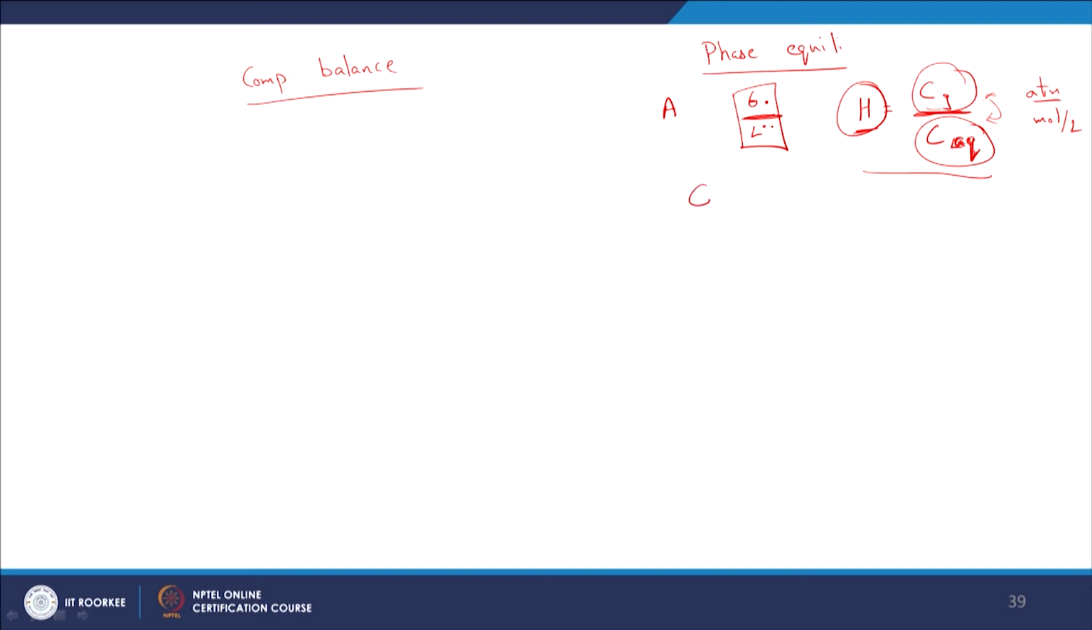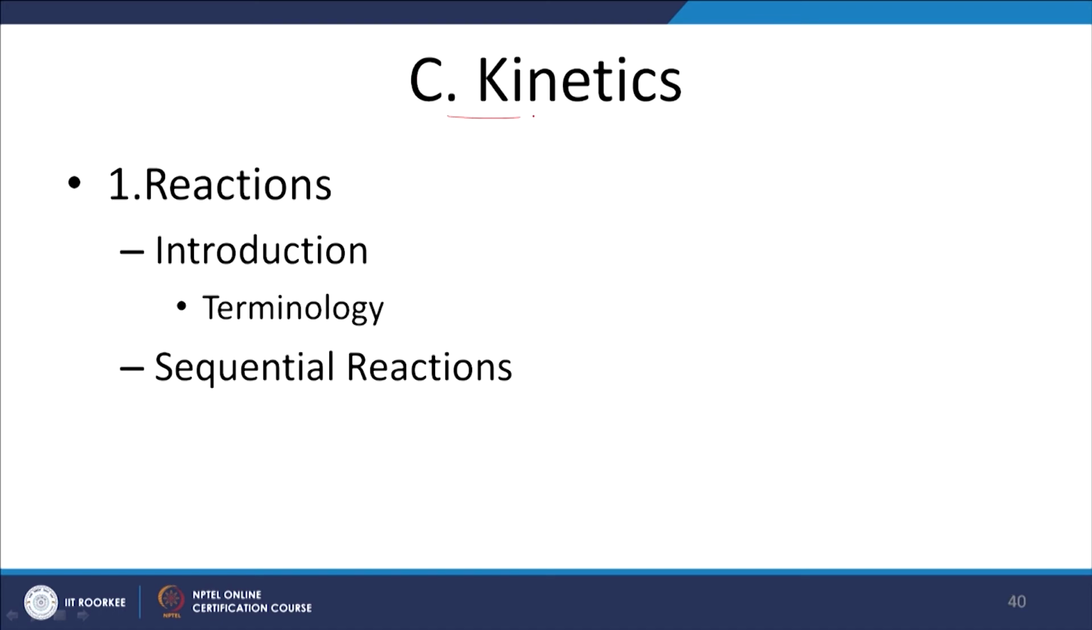Same case we looked at gas, liquid, and solid phase equilibriums, and we looked at how it goes about, and we looked at a generic example, and then we came across the component balance which we discussed today, right. So anyway, now we are going to move on to the next major topic, which is kinetics, right.